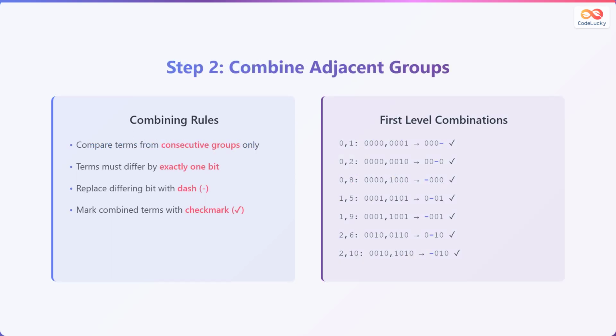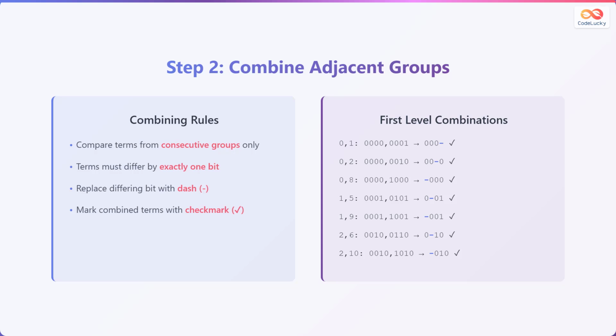In step 2, we combine adjacent groups based on specific rules. First, compare terms from consecutive groups only. Second, terms must differ by exactly 1 bit. Third, replace the differing bit with a dash. Fourth, mark combined terms with a check mark.